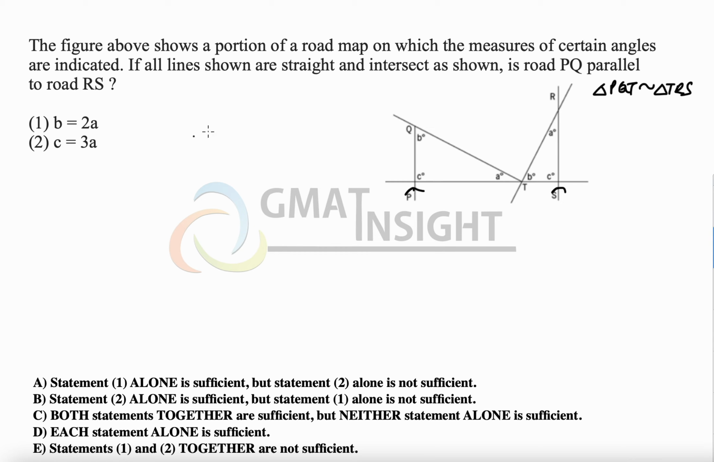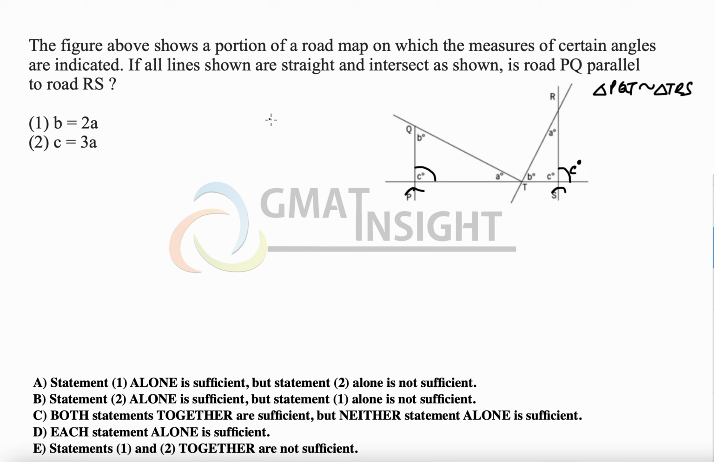Now, let's hypothetically assume that these two are parallel. If these two are parallel, in that case, this angle, which is angle C, should be equal to this corresponding angle. That means this should also be equal to C. That means, hypothetically, if these two lines are parallel, then this whole angle, which is 180 degrees, should be equal to C plus C. That means C should be equal to 90 degrees, which means if these two lines are parallel, then C should be equal to 90 degrees.